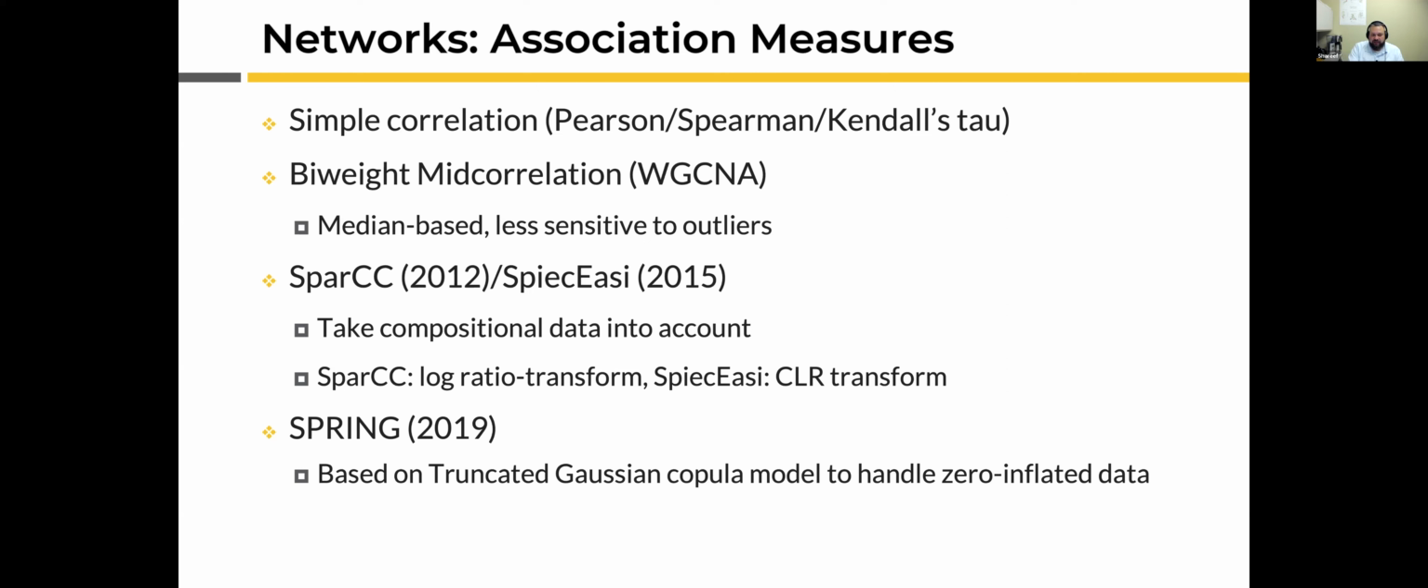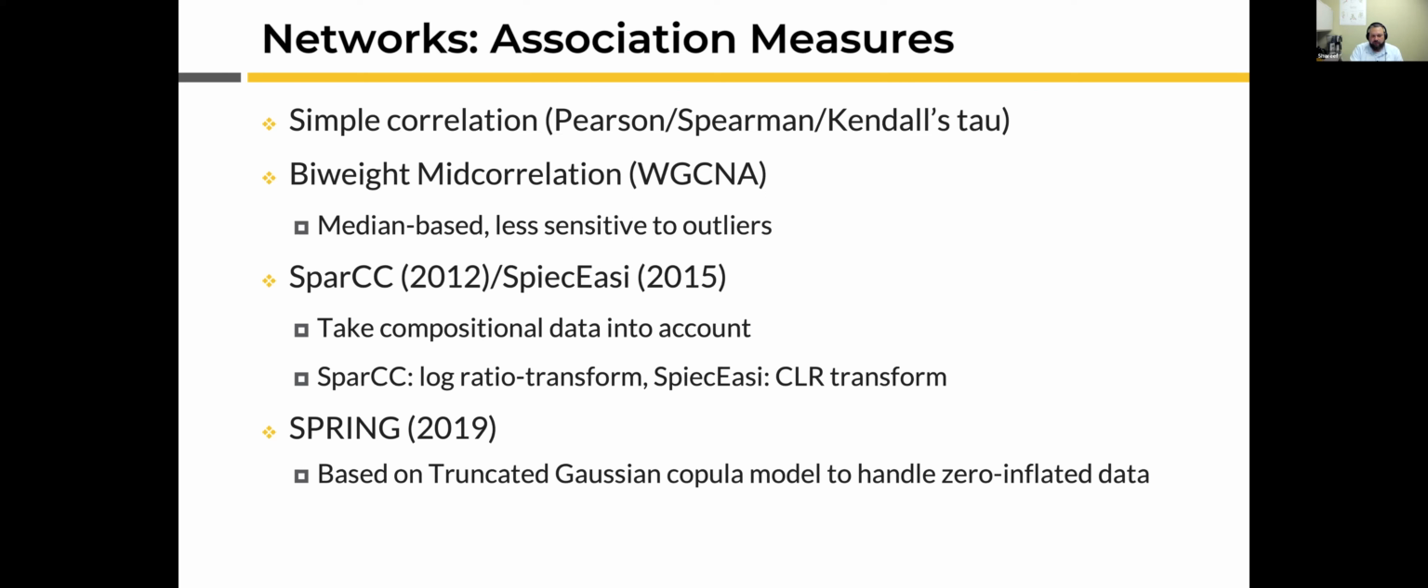SparseCC and SPEAKEASY were some of the earlier methods for network construction that were specifically designed for microbiome data. They take into account the fact that microbiome data is compositional, which we will talk about a little bit later. I put them together because they're more or less the same, with some small differences. Mainly, SparseCC uses a log ratio transform, whereas SPEAKEASY uses a centered log ratio transform.